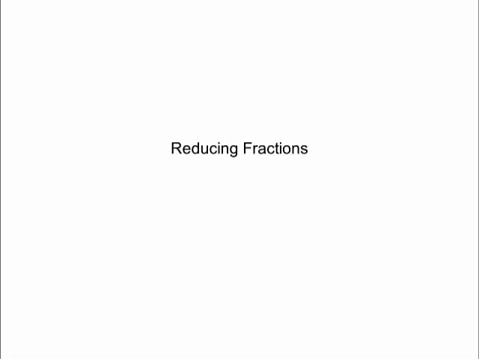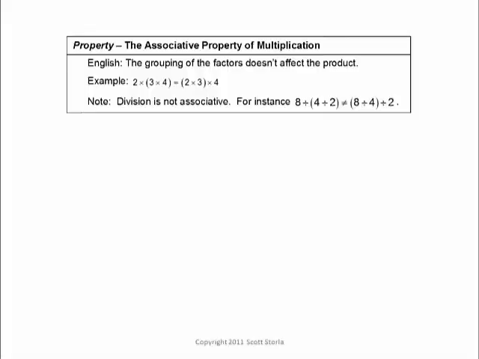In this video I'm going to discuss reducing fractions, and we'll be using prime factorization, which was what we talked about in the last video. A couple of properties that are important are the associative property of multiplication. We'll use this to group factors differently. The associative property says regardless of how you group your factors, you get the same product.